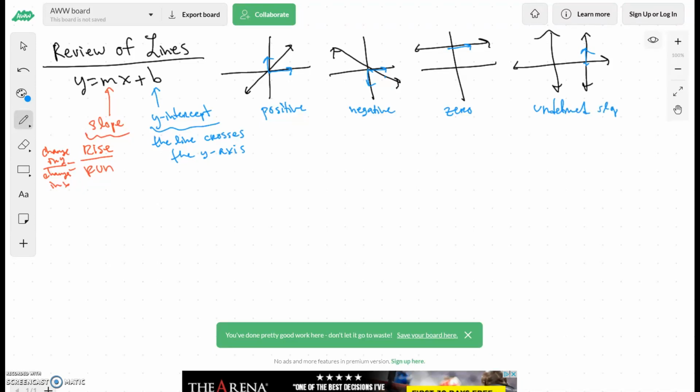The ones I really want you to know are the positive and the negative, because we're going to see those a lot. A little bit of the zero too, and hardly any of the undefined.